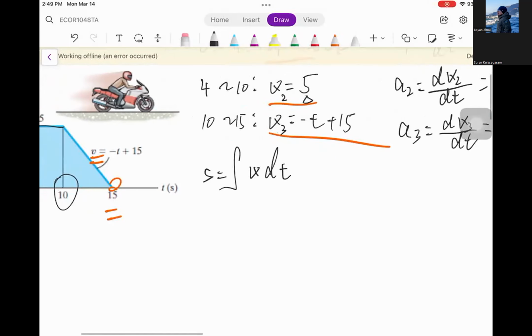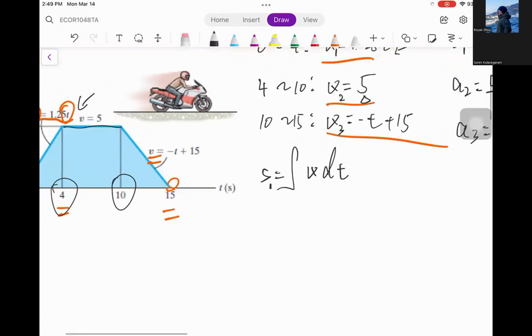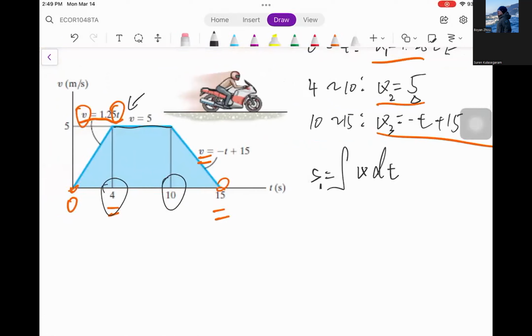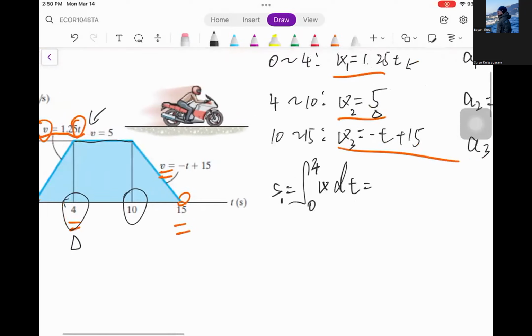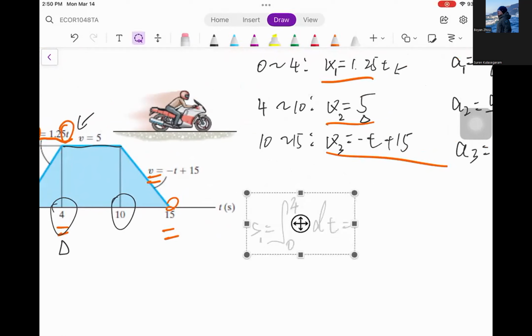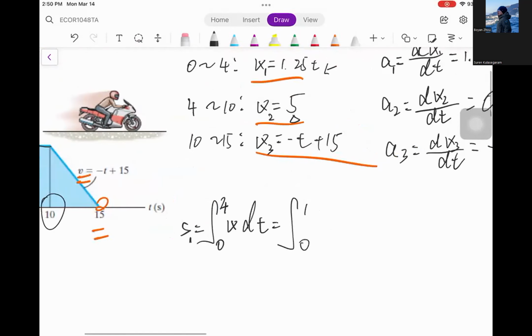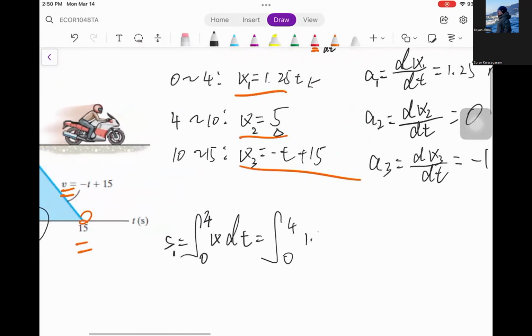So for the first equation, from 0 to 4, the boundary for the time is going to be from 0 seconds to 4 seconds. And then we know the function of velocity. So just plug in everything, 0 to 4, 1.25 t dt.